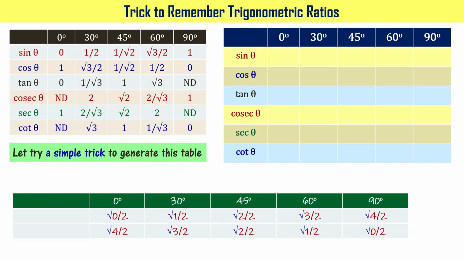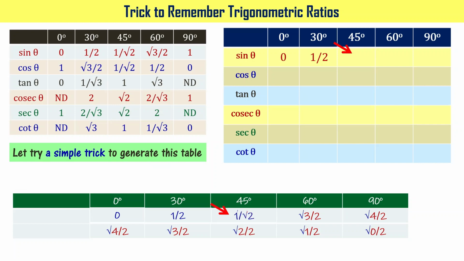Now, let's go to 0 degrees angle in the bottom table. That is square root of 0 by 2, right? That is equal to 0. Let's write this for sin 0 degrees. Now let's go to 30 degrees here. That is square root of 1 divided by 2. That can be written as 1 by 2. That goes as sin 30 degrees. Sin 30 degrees equal to 1 by 2, right? And now let's take a look at 45 degrees. That is root 2 divided by 2.